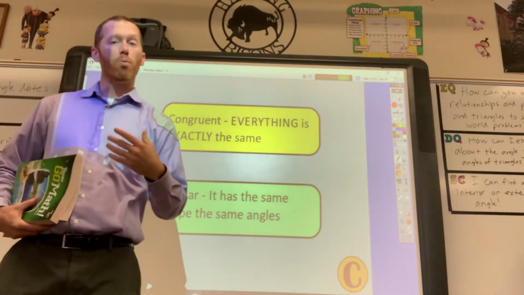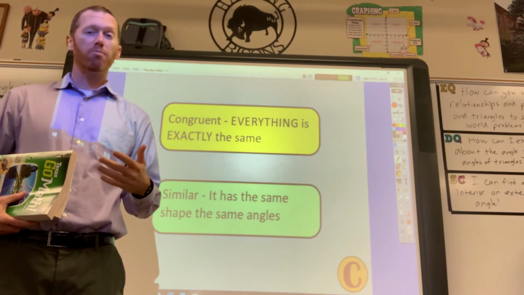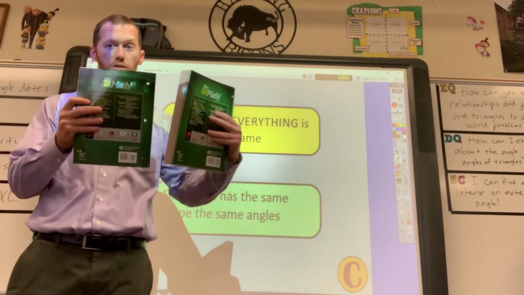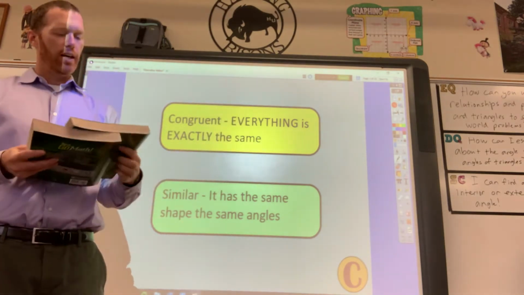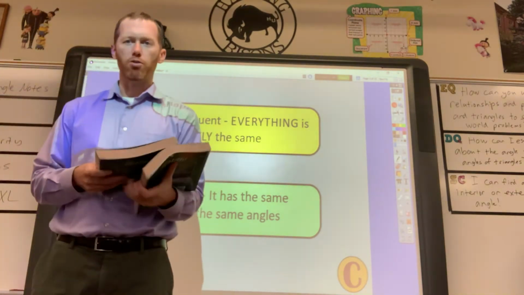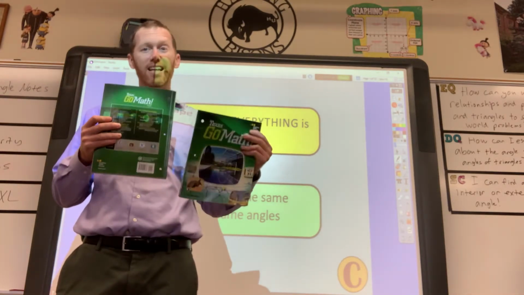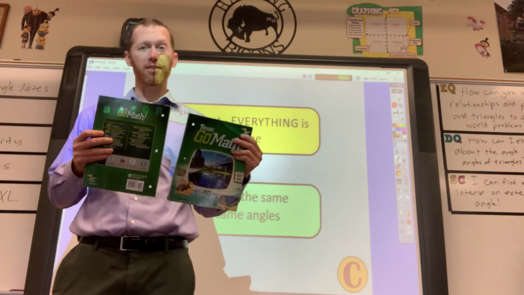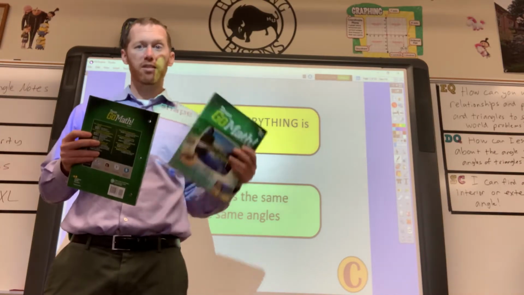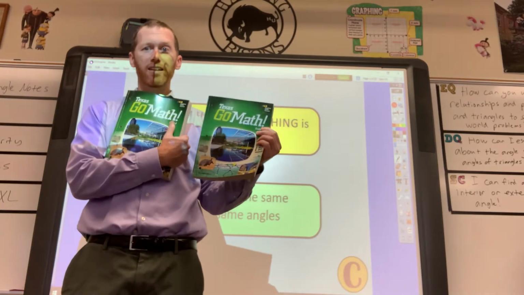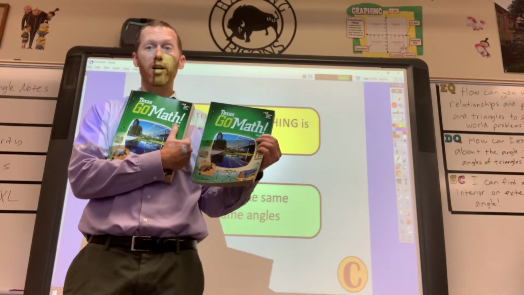So, when we're talking in terms of math and in terms of particularly shapes, and today particularly triangles, even though these aren't triangles, don't let that sway you. Here's the deal. Something that is congruent means every angle is the same, and every side length is the same, and everything about the figure is exactly the same. So when you look at this book right here, and then you look at this book right here, they have the exact same dimensions. That means they are congruent.